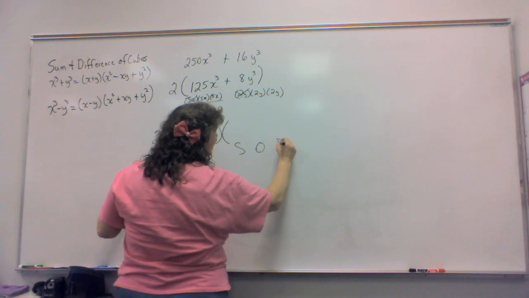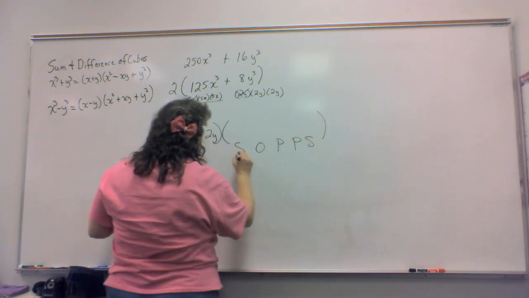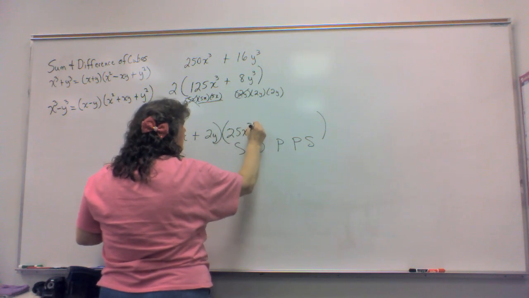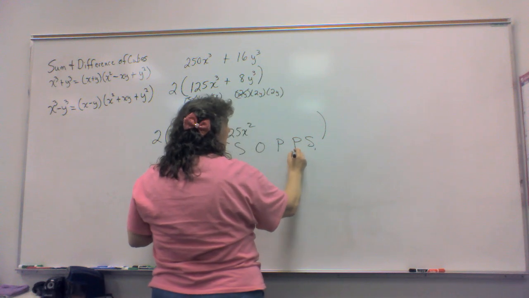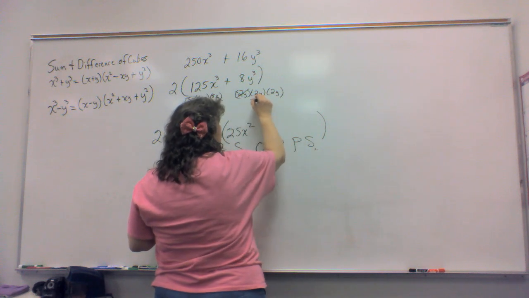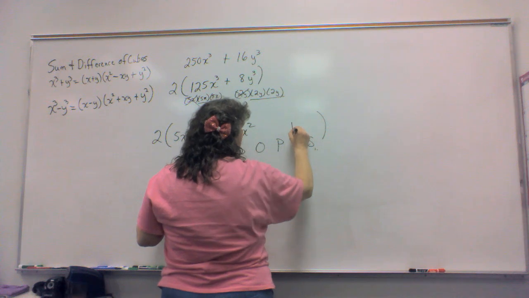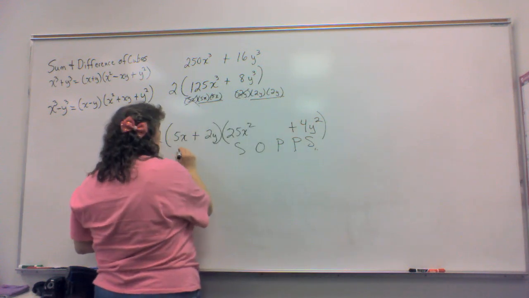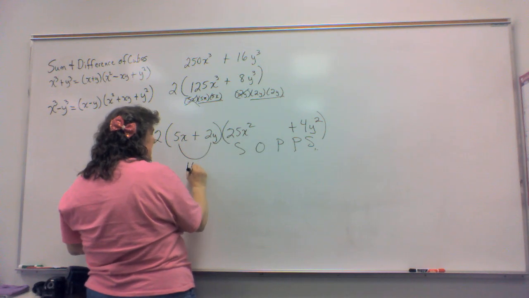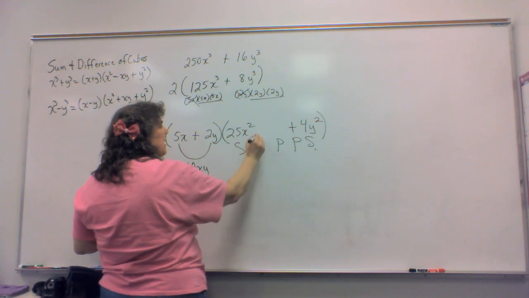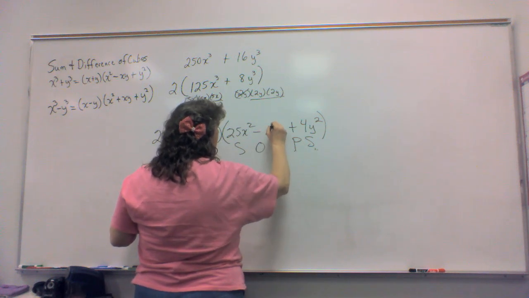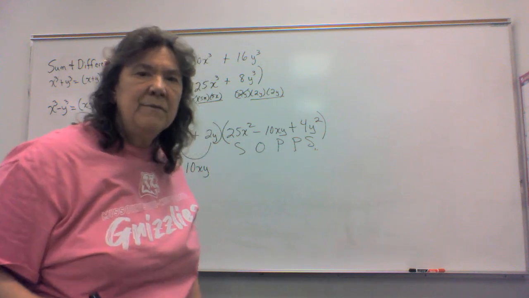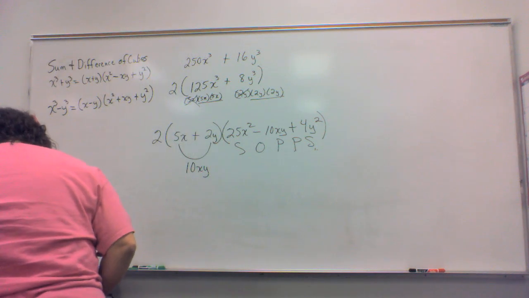SOPPS. Okay, square my first one. 5x times 5x is 25x squared. My plus and my square on the last one, 2y times 2y is plus 4y squared. And now my opposite product, this makes 10xy. So my opposite product is minus 10xy. Okay? And there you are with your SOPPS.